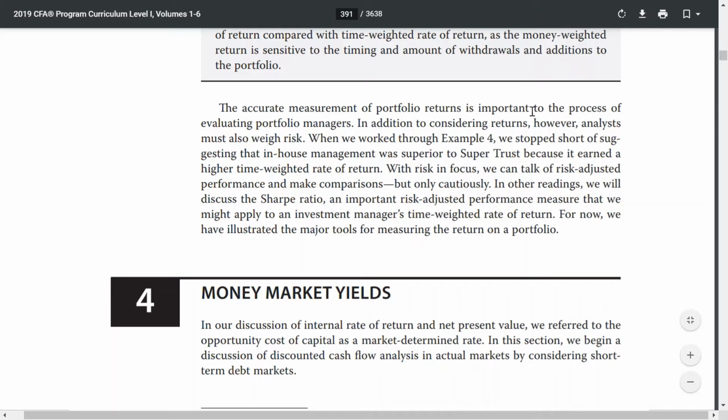considering returns. However, analysts must also weigh risks. When we work through example 4, we stop short of suggesting the in-house management was superior to Super Trust because it earned a higher time-weighted rate of return. With risk in focus, we can talk of risk-adjusted performance and make comparisons, only consciously. In other readings, we will discuss the Sharpe ratio, an important risk-adjusted performance measure that we might apply to investment managers' time-weighted rate of return. For now, we have illustrated the major tools of measuring the return of a portfolio.